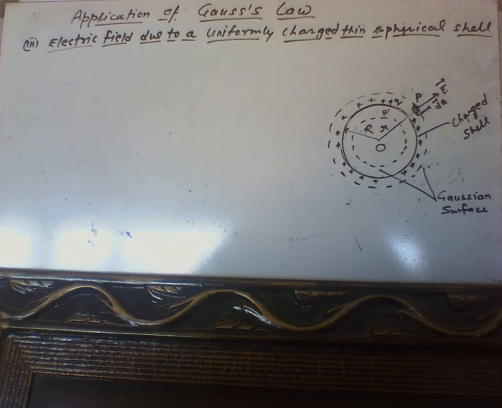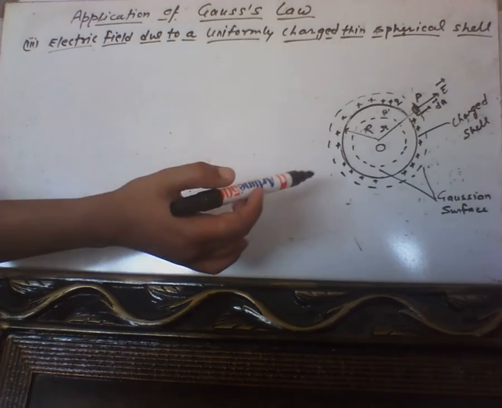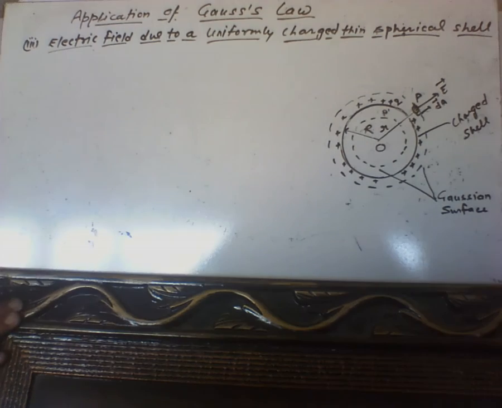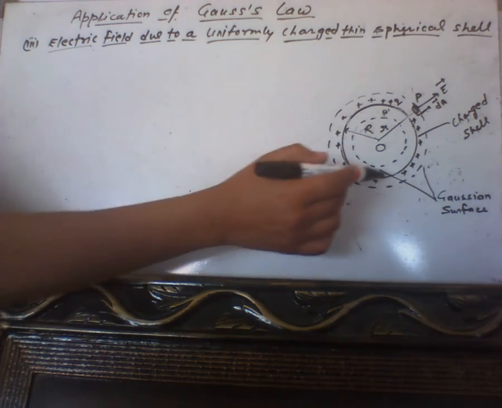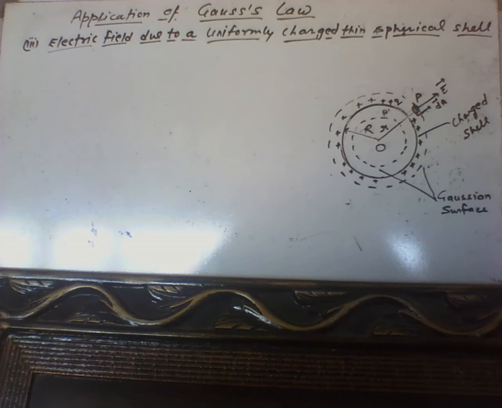Good morning students. Today we are going to discuss the third application of Gauss law, which is used to find the electric field due to a uniformly charged thin spherical cell. Here I have made a diagram in which O is the center of a circle and R is the radius of this spherical cell, and a charge plus q is provided to it, which is uniformly distributed on its surface.